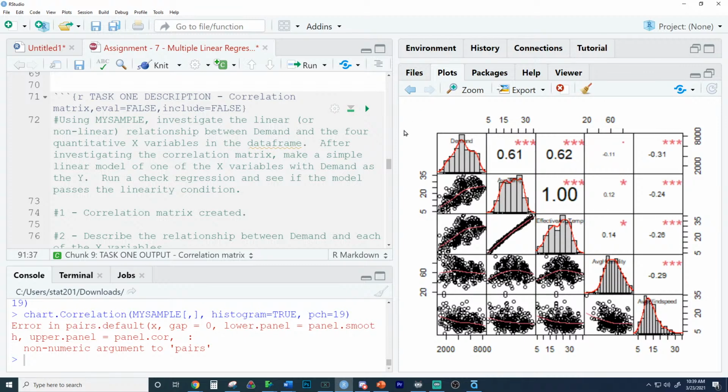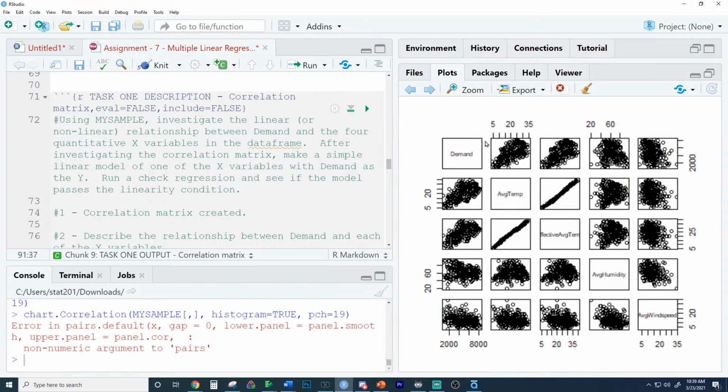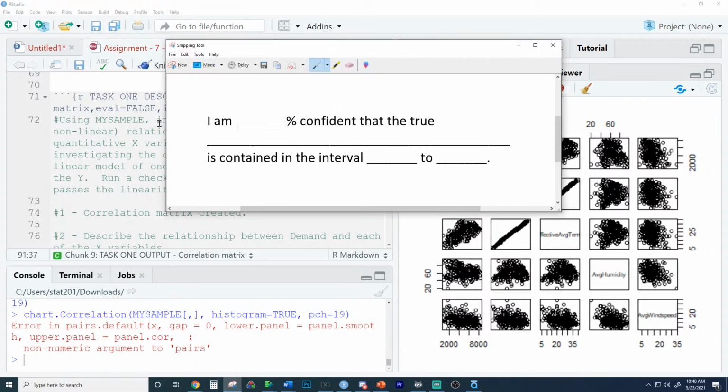Then we need to look at the linearity between it. So you want to make sure you have the Y variable right here and then the 4 quantitative X's. This right here is the best way to look at it because demand is on the Y-axis at all times right here. There we go.